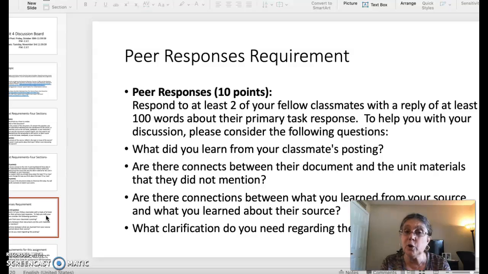Number 1, what did you learn from your classmates' post? Are there connections between their document and unit materials that they did not mention? I love that question. Are there connections between what you learned from your source and what you learned about their source? And lastly, what clarification do you need regarding the post? Okay, so you should be answering those questions within your post.